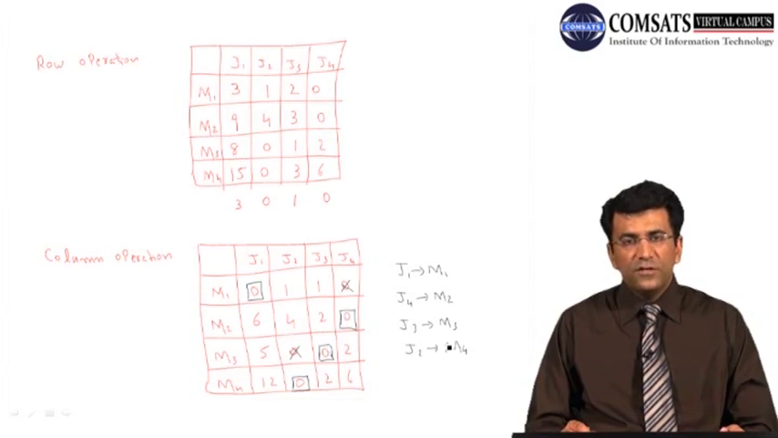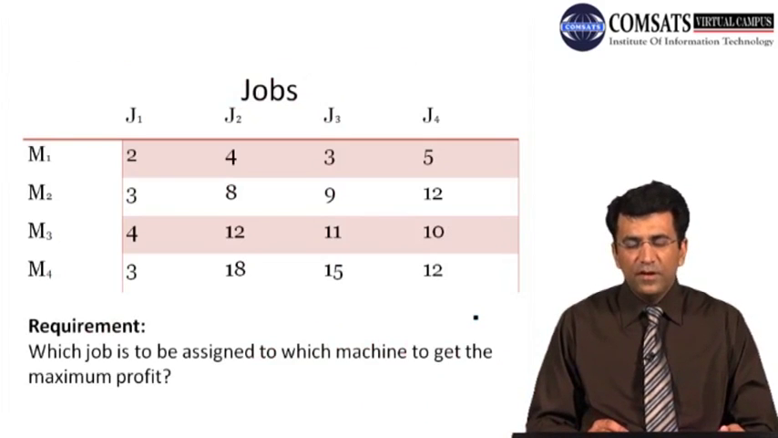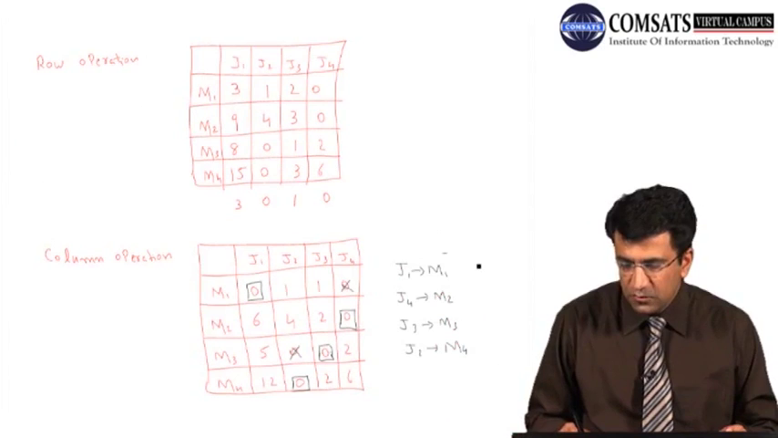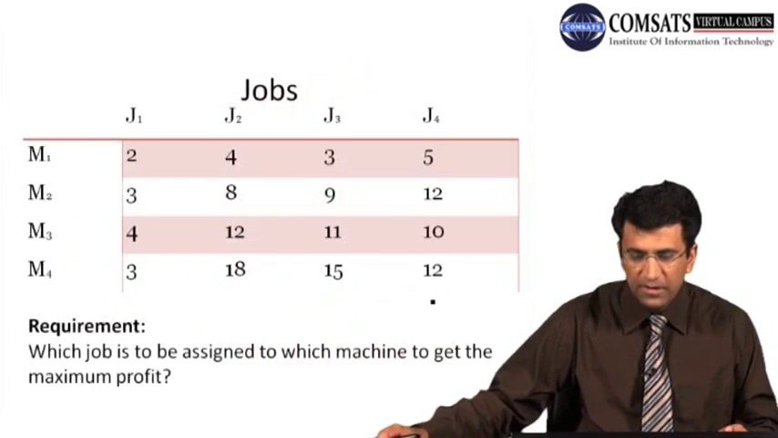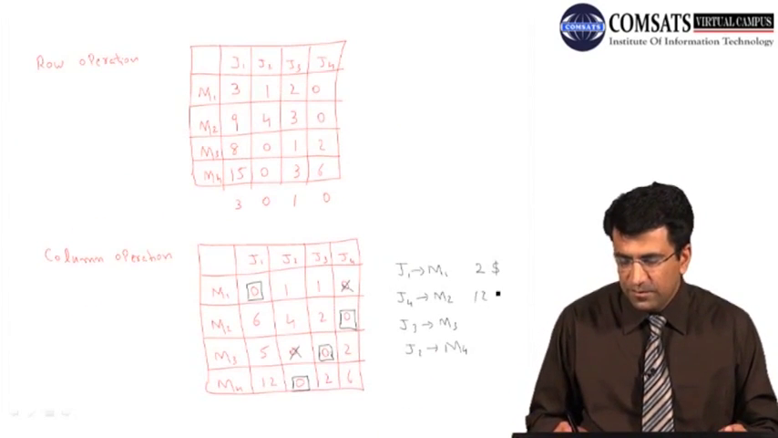Again, we will have to refer to the original table where the profit margins are given for the different assignments. So J1 to M1, now this is our original table, and you can see that J1 to M1 assignment has the profit of $2 or 2 rupees. So this is $2 for this particular assignment. Then J4 to M2, if you refer again to that particular table, J4 to M2, this is the cell, and there is the profit of $12 for this particular assignment. So we will write here the $12.